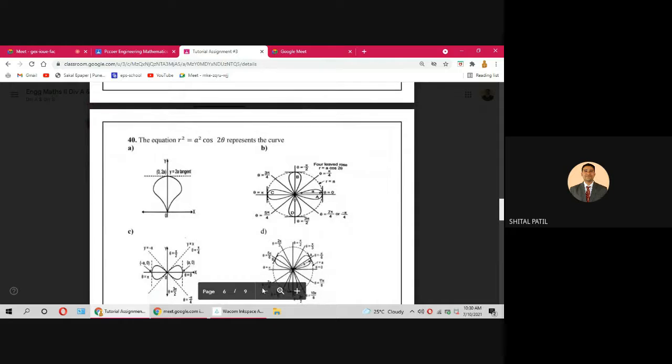हाँ, इसको अभी आपको याद रखना है. Question number 40. r square equal to a square cos 2 theta. Whose equation is it? Pascal's Lemniscate, and it is like the infinity. Right? C is the correct option. इसको याद रखना है आपको.